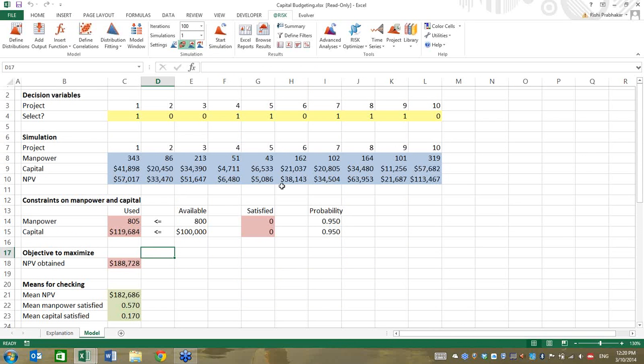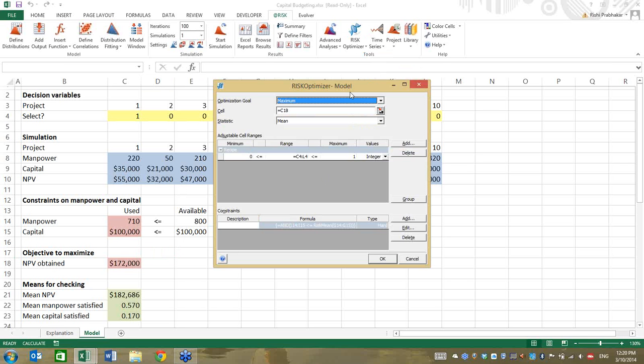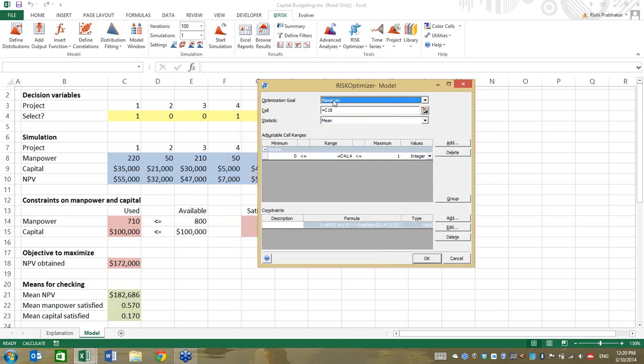So let's take a little bit of a look at the nuts and bolts of this problem. If I go to RISKOptimizer and my model definition, I see that it's already been built for me, which is nice. I am maximizing the expected value of the output cell. And here we see the first difference between RISKOptimizer and Evolver. We're not optimizing a cell, we're optimizing a statistic of that cell.